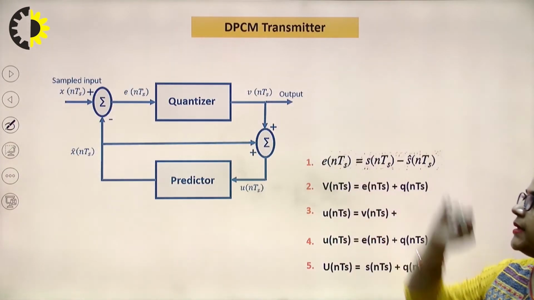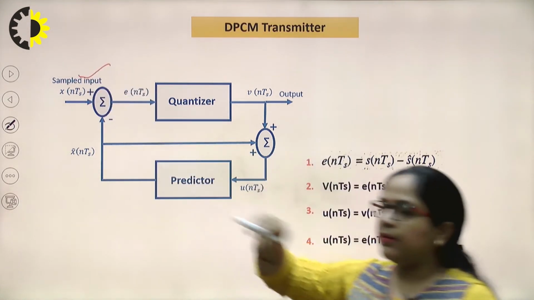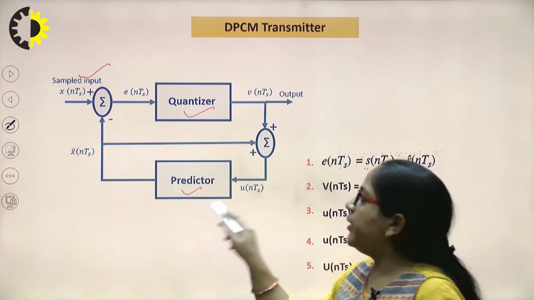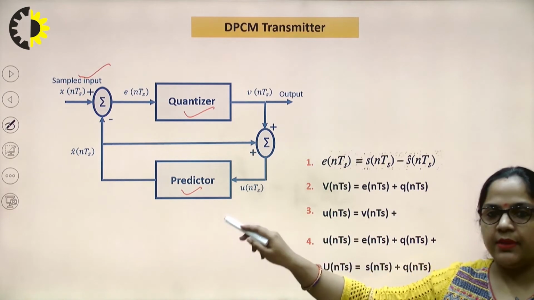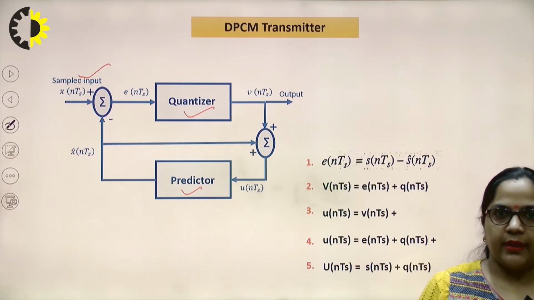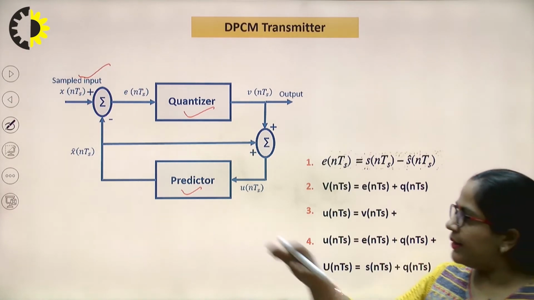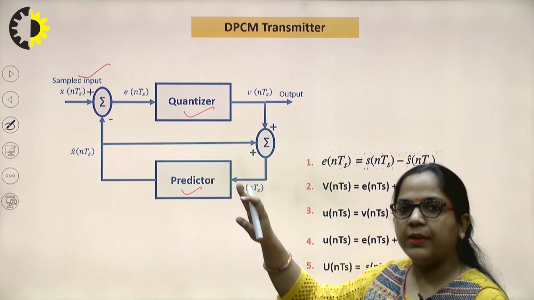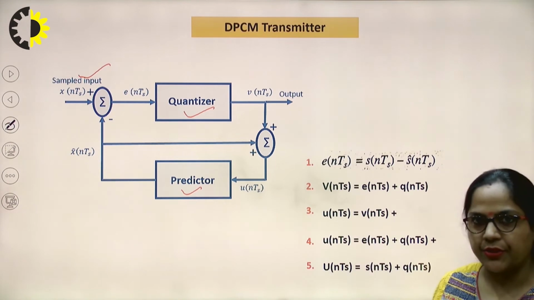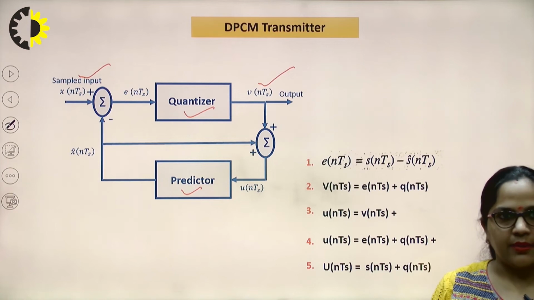Here we have the DPCM transmitter block diagram. First we will have the sampled input signal, then a quantizer, then a predictor. The main role in DPCM is that of the predictor. This predictor will help us in predicting the current sample value from its past values. This may not be exact, but it will be very close to that value because of high correlation. So what do we get at the output? We get the digitized signal.